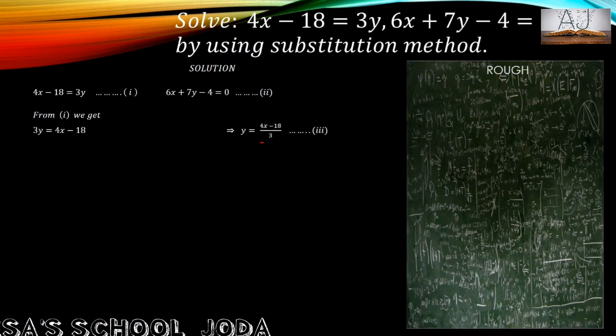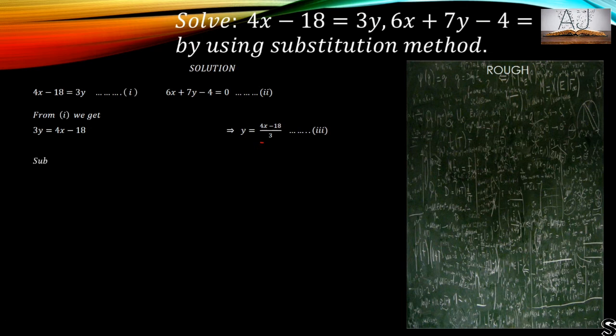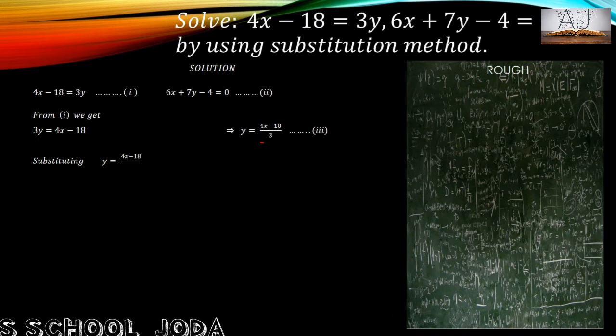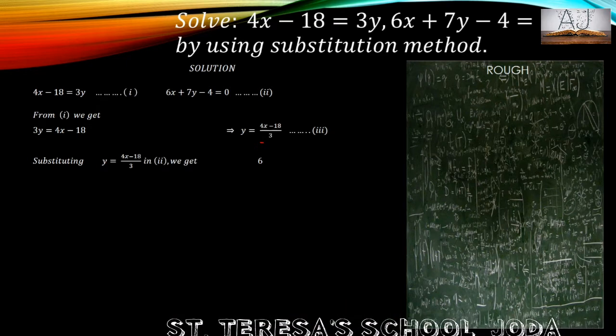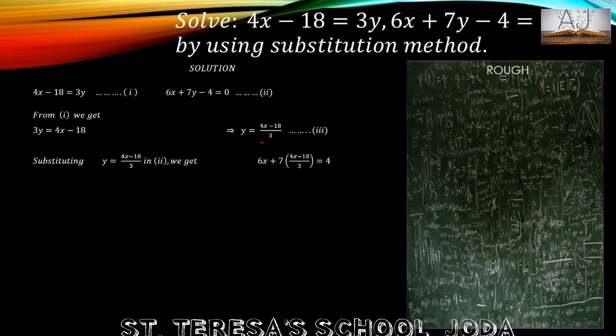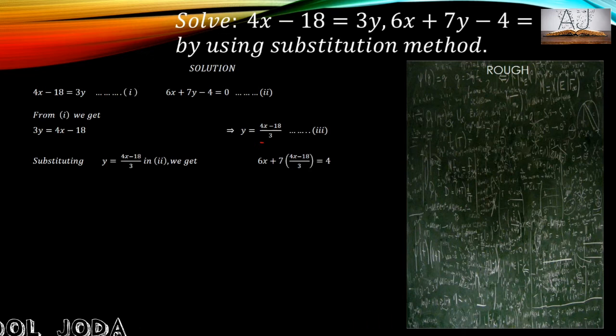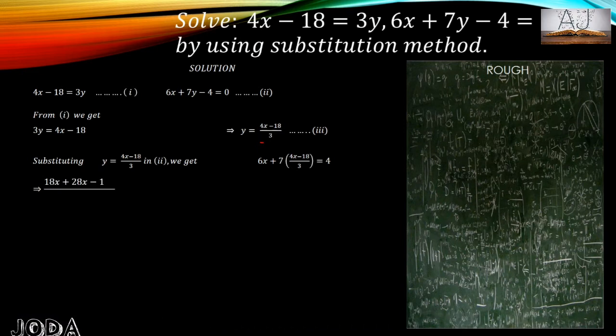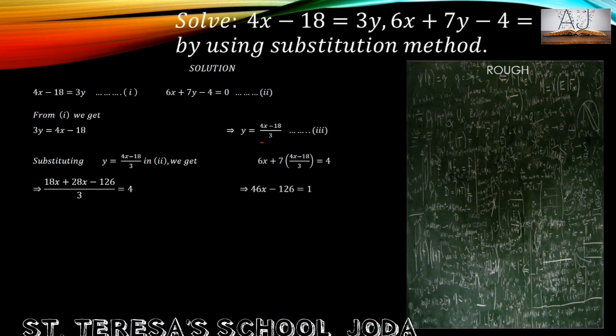So our second equation is 6x plus 7y minus 4 equals 0. So we are going to substitute this value of y, that is how much we have got, (4x minus 18) by 3, in the second equation. After substituting, how much do we get? 6x plus 7 into, in place of y, (4x minus 18) by 3, equal to, we have taken the minus 4 to the other side, so plus 4. Now LCM. After finding LCM, we get that equal to 4.